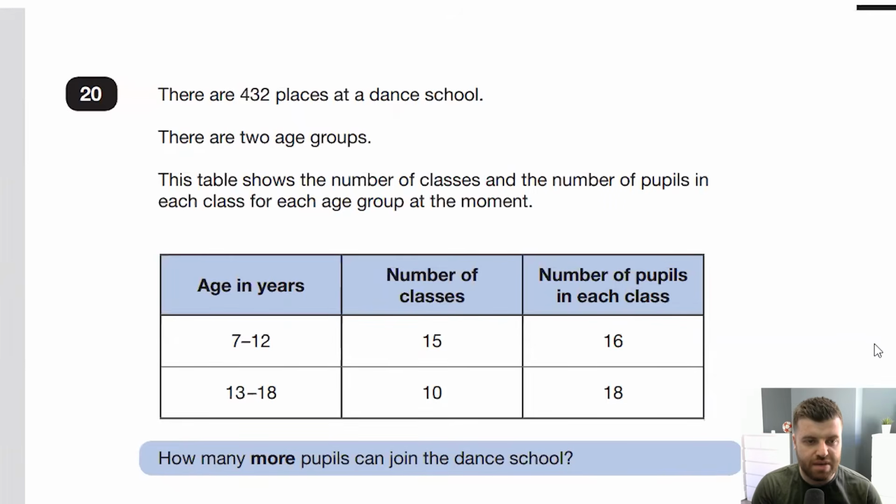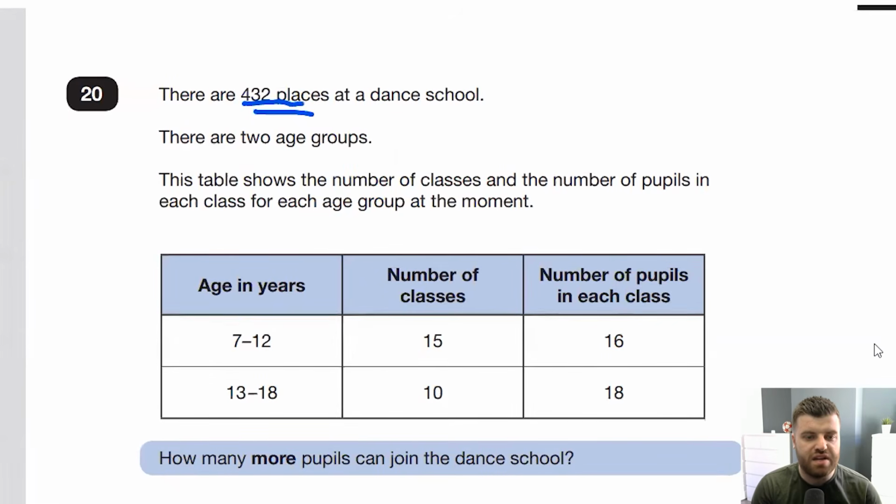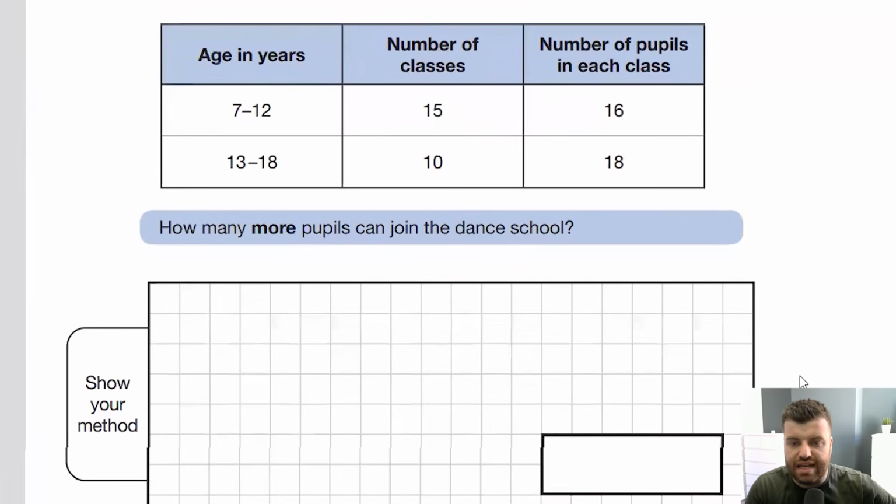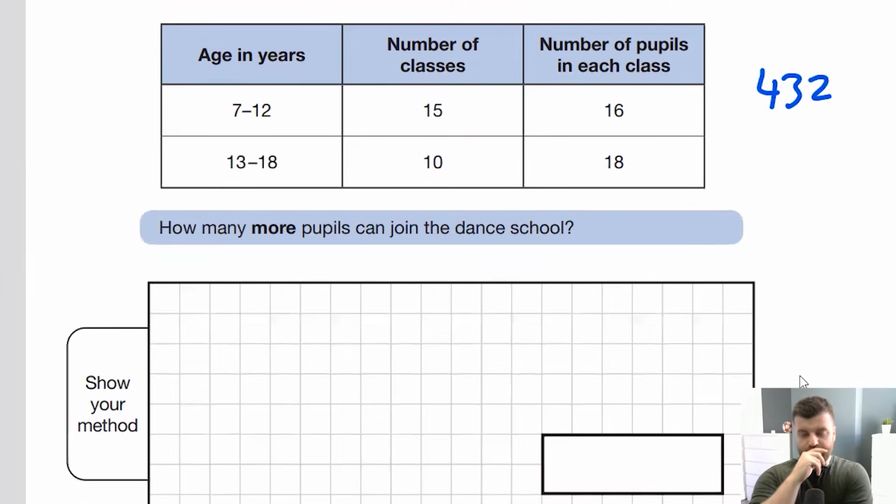So firstly, we have to go back to the top. There are 432 places at this dance school, okay? So let's write this somewhere really clear. There are 432 places at this dance school. So where can we start? Let's figure out how many pupils are in each age group. So in 7 to 12, there are 15 classes and 16 in each class. So that means there are 15 lots of 16 children.